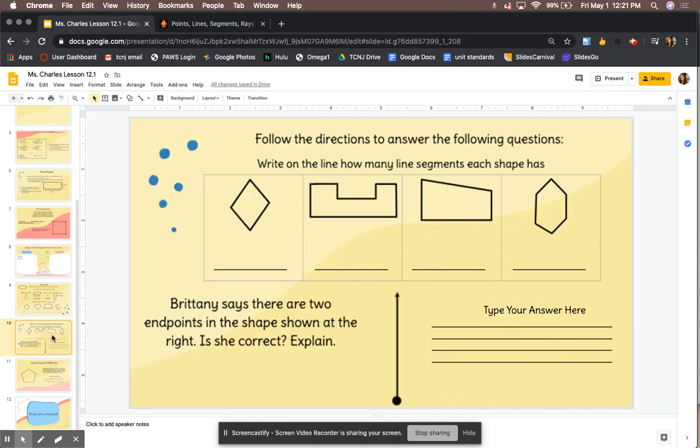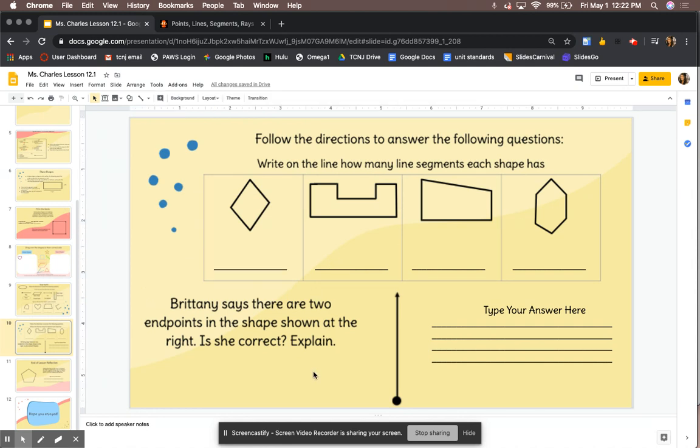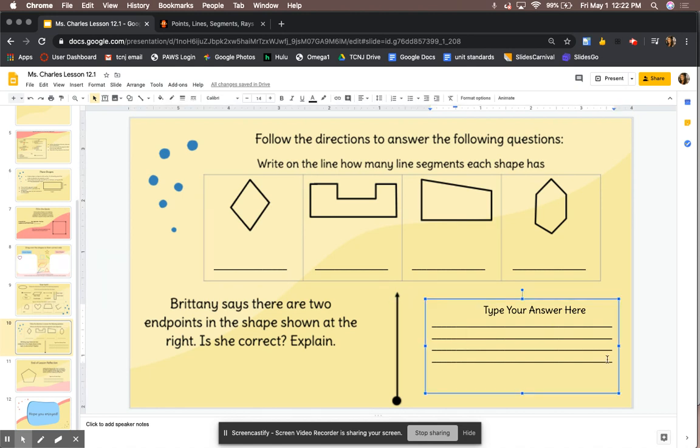On this slide, it says follow the directions to answer the following questions. Write on the line how many line segments you think each shape has. So the same, you would click and then type in your answer for these 4. Now this last question says, Brittany says there are 2 endpoints in this shape shown at the right. Is she correct? Explain. So if you need to go back to the vocabulary to see what an endpoint looks like, you are more than welcome to. And then to answer this, you're going to click, highlight, and then type in your answer.